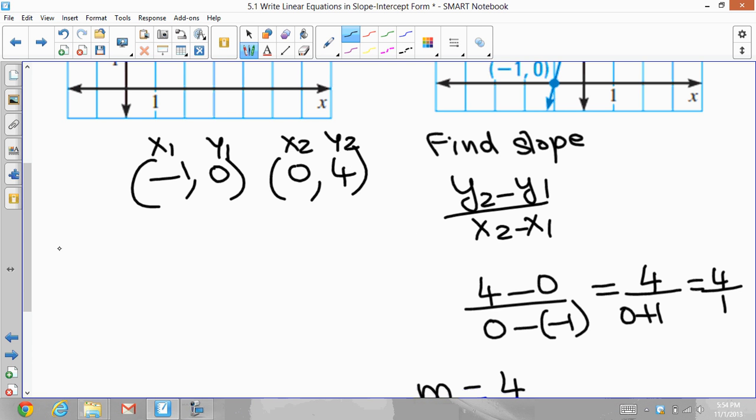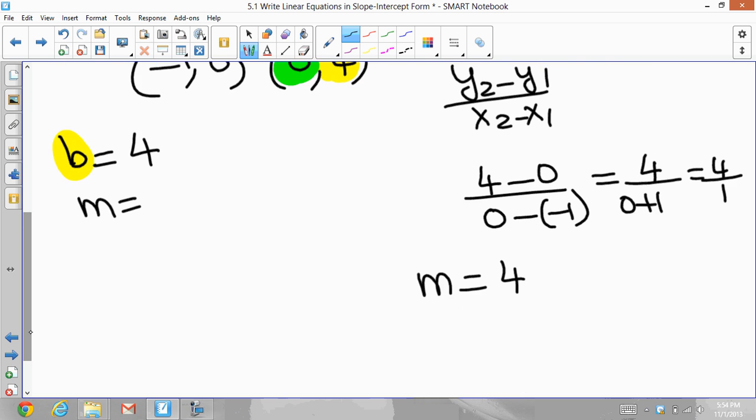The y-intercept in this case is so easy to figure out by looking at the points. The y-intercept you get when your x is 0. So your 4 is your y-intercept. So your b in this case is 4. Remember the y-intercept is when your x is a 0. So you get your y-intercept as a 4 and your slope as 4. So now you have m and b.